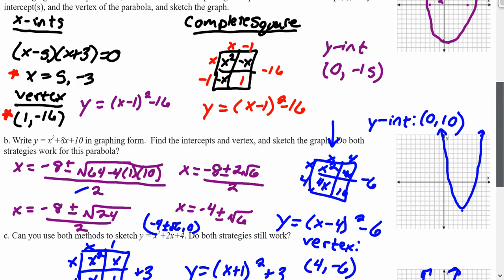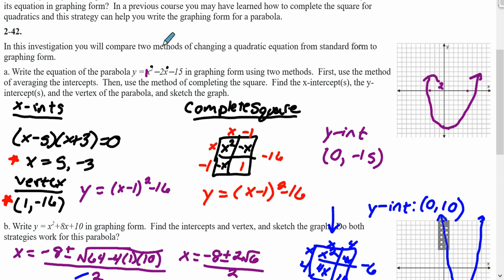So in a problem like the very first one, where we had nice integer values, it's pretty fast to find your x-intercepts, average them, and you get your vertex. It instantly tells you your vertex. And I've also found my x-intercepts. So when I had to find my x-intercepts anyways, I might as well average my x-intercepts.